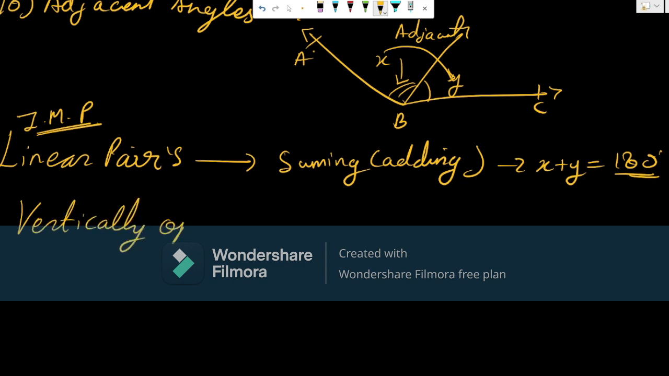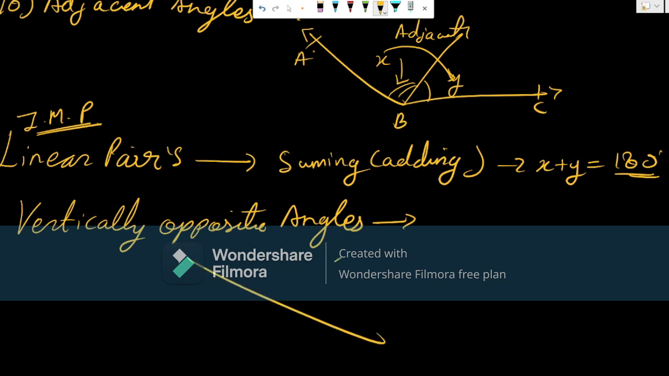Vertically opposite angles. Let's draw this x over here. Let's name it: this is D, this is A, C and B, and one common point where they intersect, that is O. Now if you take these two angles, I will take them with a different color. As you can see, these are vertically opposite angles and they are always equal.